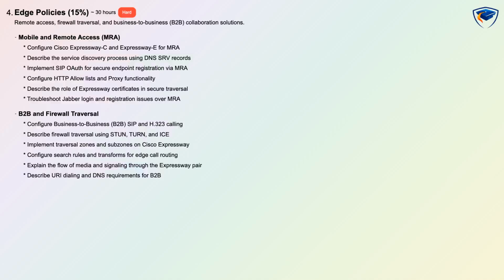You will learn to configure HTTP allow lists and proxy functions, troubleshoot Jabber registration over MRA, and implement B2B SIP and H323 calling with STUN, TURN, and ICE for firewall traversal. Additional topics include traversal zones, search rules and transforms, media and signaling flow through the Expressway pair, and URI dialing requirements.